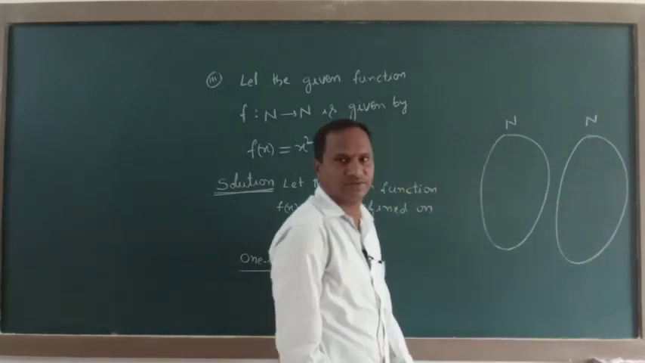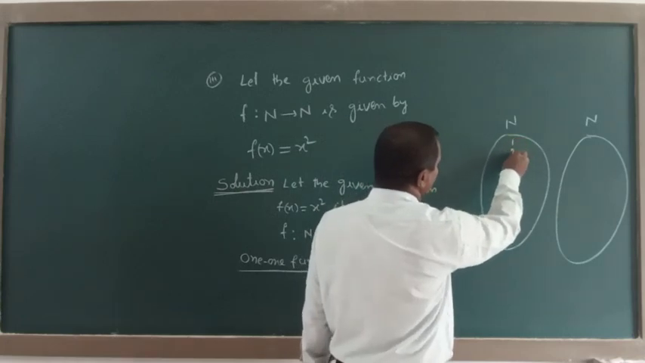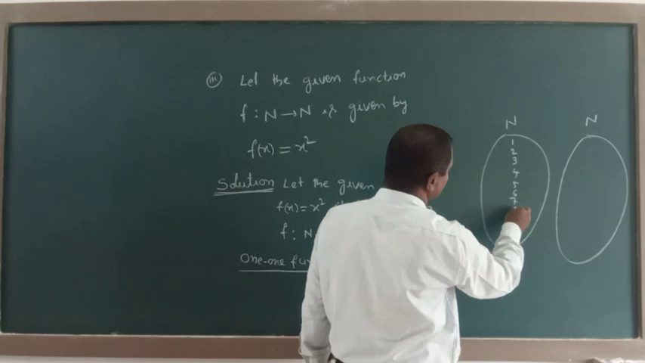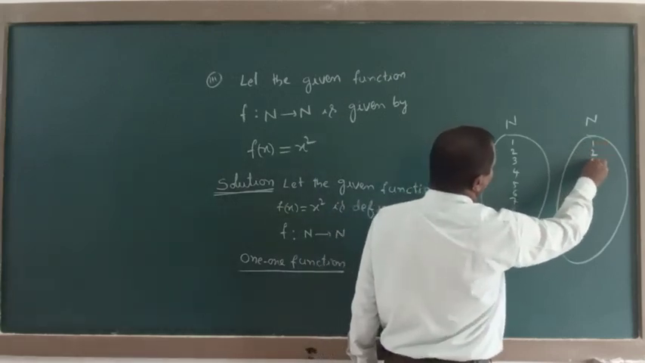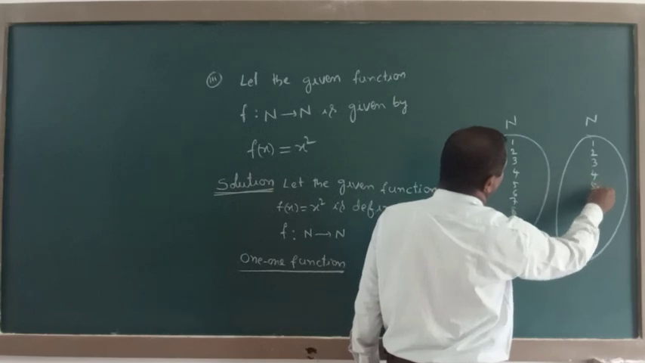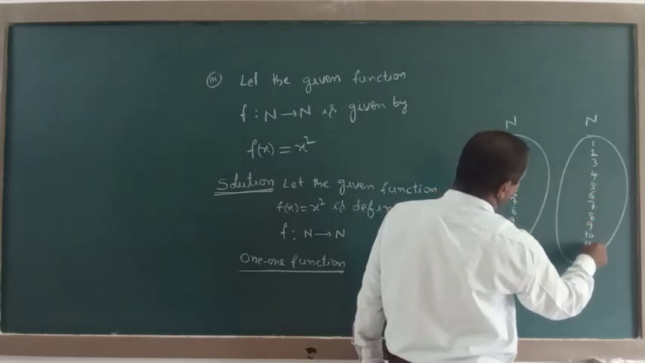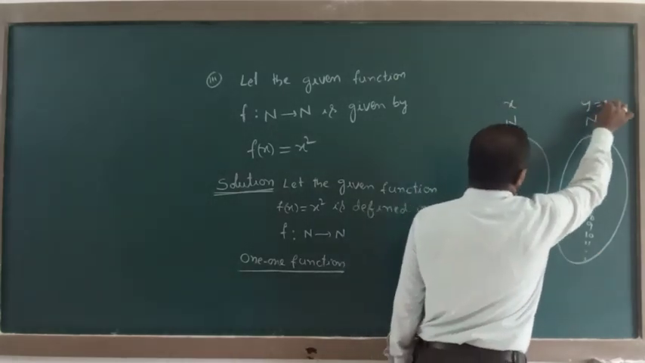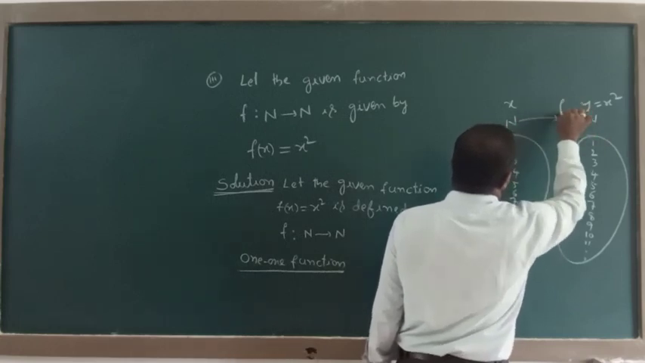Natural numbers means here starts from 1, 2, 3, 4, 5, 6, 7, 8, 9 like this. Here also 1, 2, 3, 4, 5, 6, 7, 8, 9, 10, 11 like this. It is x, and y is equal to x square. N to N mapping is one function here, f.